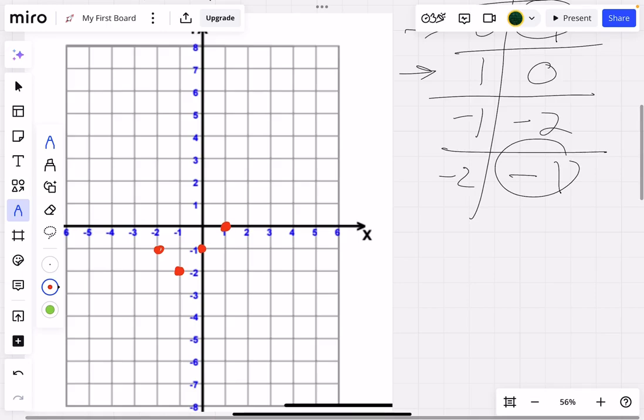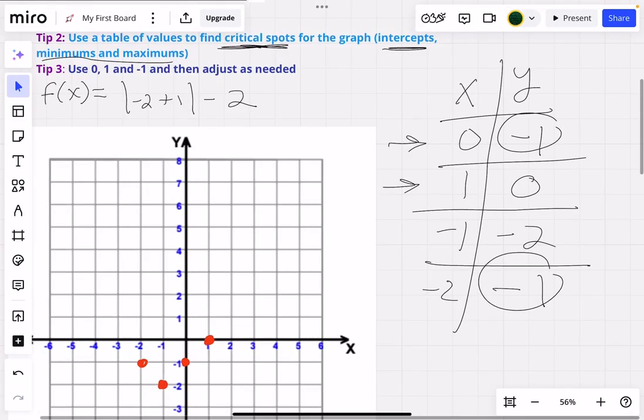Let's find out. Let's do negative 3, and then we'll call it. Okay, because that'll be enough points. That'll be 1, 2, 3, 4, 5 points. Let's put in negative 3.